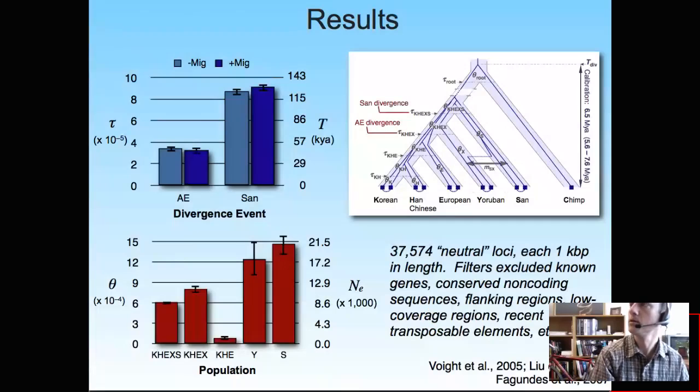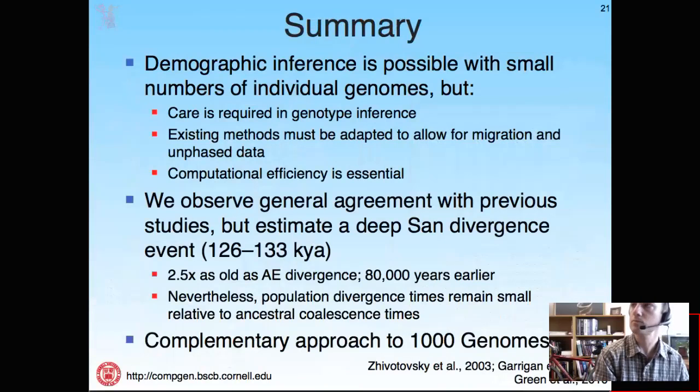Okay, let me move ahead. So in summary, it's still striking to me that you can do this kind of analysis with such a small number of genomes. The reason is basically that each of these modern genomes represents many ancestral genomes that have been pasted together by recombination over evolutionary time.